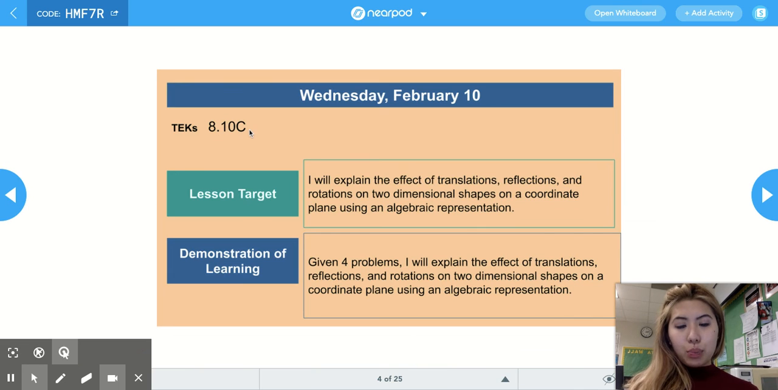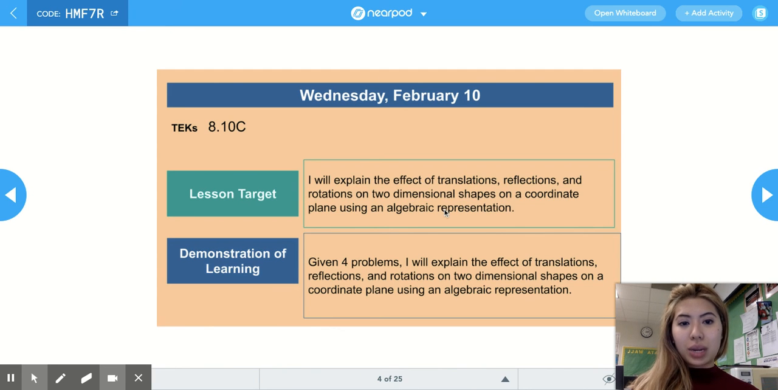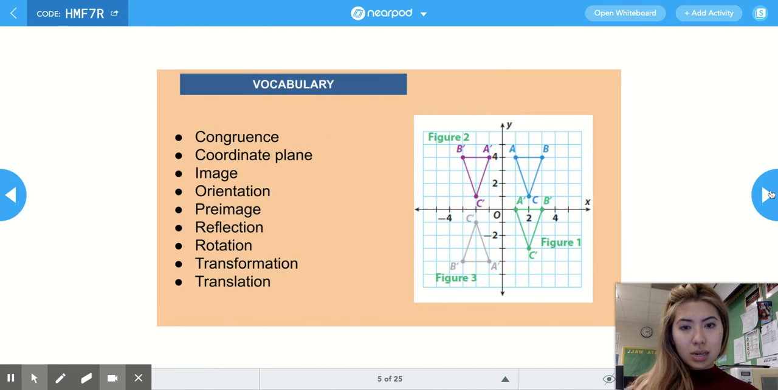So today's TEK is 8.10C. My lesson target is I will explain the effect of translations, reflections, and rotations on 2-dimensional shapes on a coordinate plane using an algebraic representation, and then we have a DOL at the end.